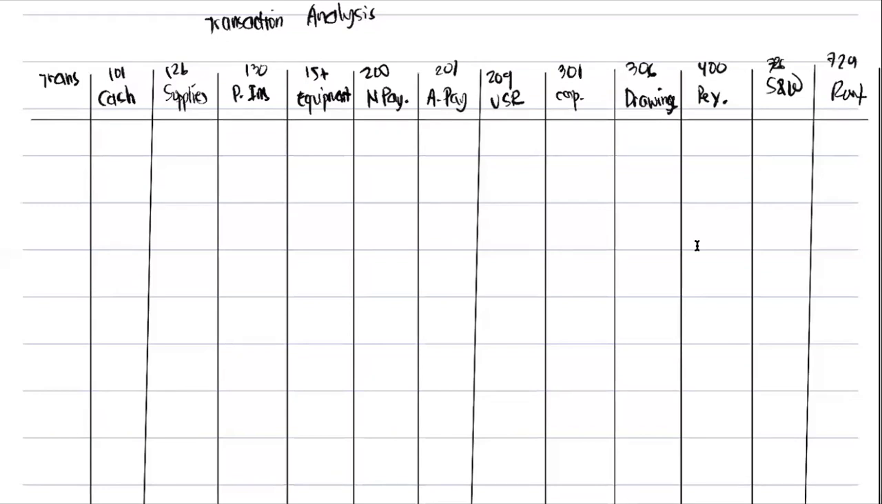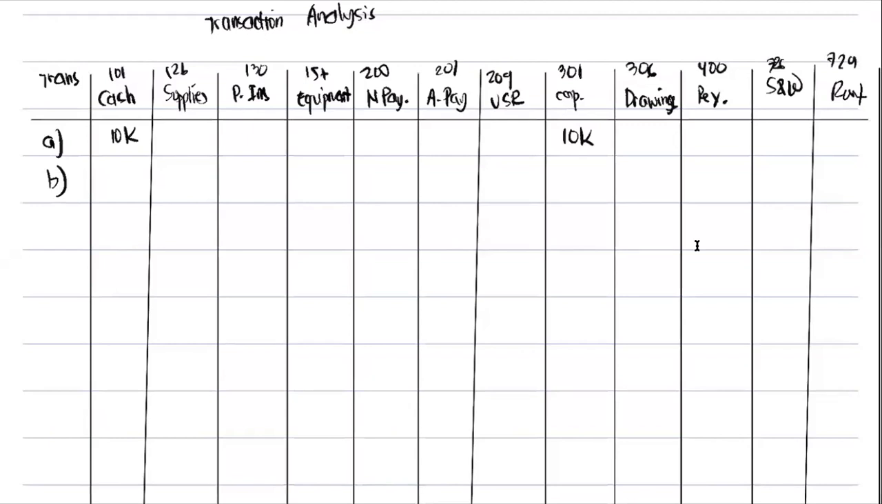So after listing down all of the accounts that we will use, then we can now start making our transaction analysis. So letter A. Bird invests 10,000 cash in our company. So we debit cash and we credit our capital. So 10,000, 10,000. Based on our journal entry, you place them on the proper column. So we debit cash, so increase in cash, so positive. We credit capital, increase in capital, so positive.